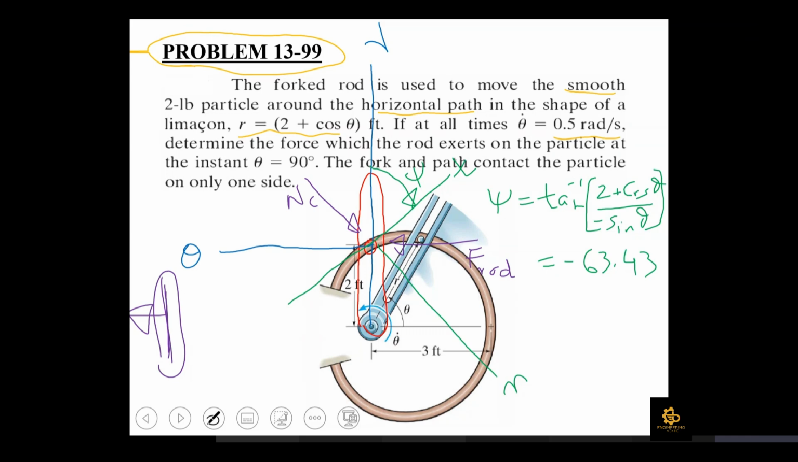Since we need to resolve this Nc along the r and theta axes, we should know the angle which this Nc would be making either along the r or along the theta axis. So what should be this angle which this Nc is making with respect to the r axis? 90 minus psi. It is going to be 90 minus psi. Because overall the angle between the n and t axes is 90 degrees, and between r and t it is psi. So between n and r it is going to be 90 minus psi, which is 26.57 degrees here.